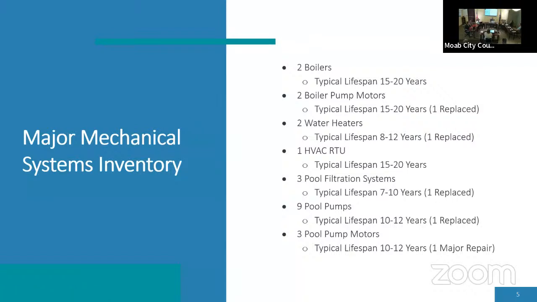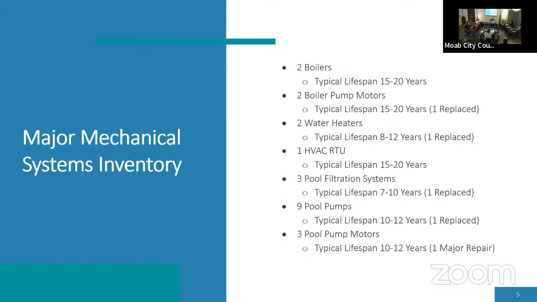All right, now we're getting into the bread and butter: the major mechanical systems inventory. This is something that Mark and Brandon, our park staff, have been working on for quite some time. They've got a much more complicated spreadsheet, but I dialed it down a little bit for the purpose of this meeting.